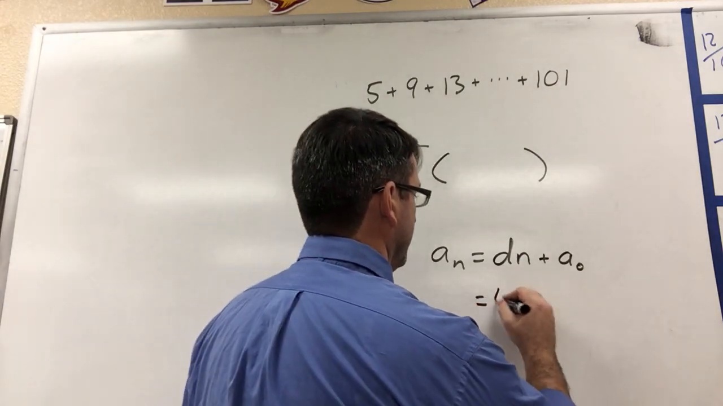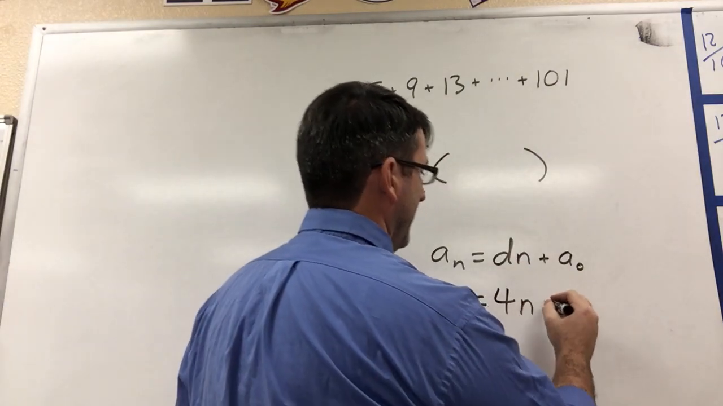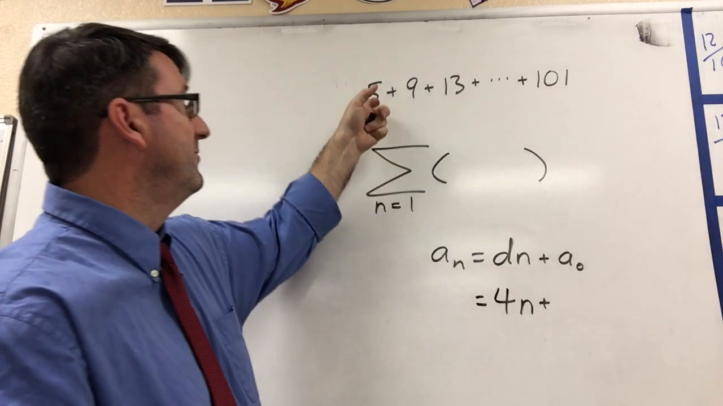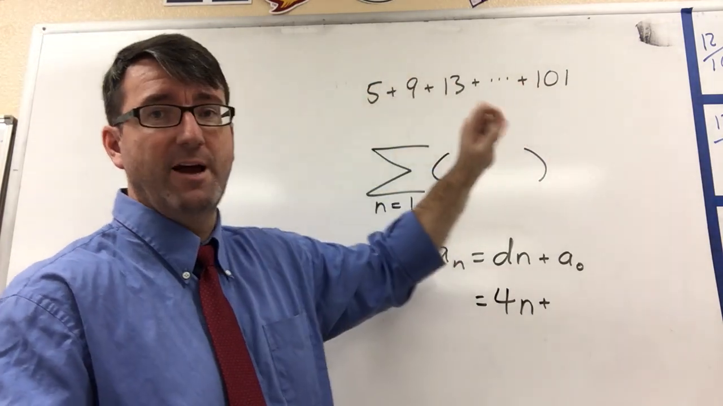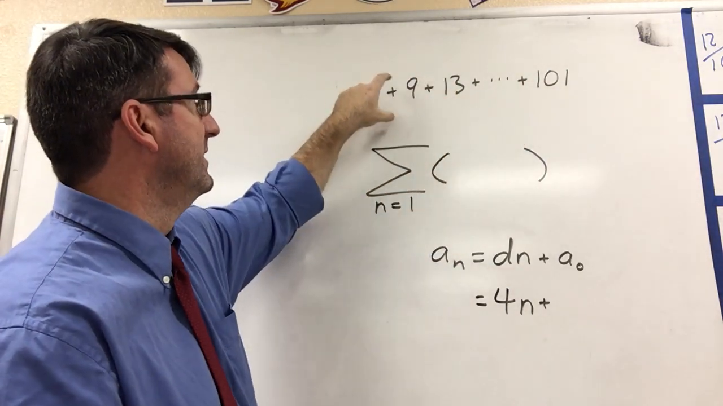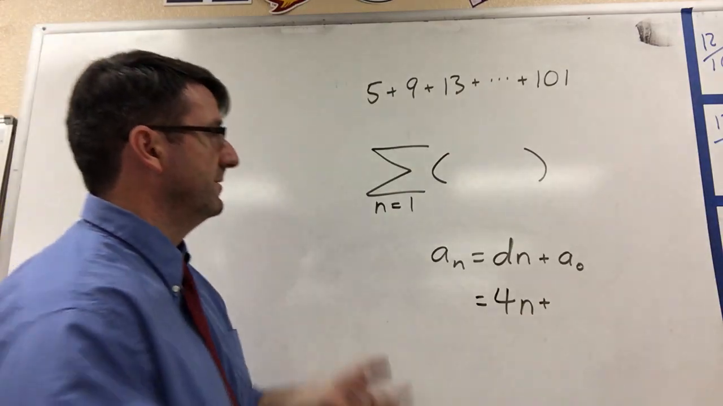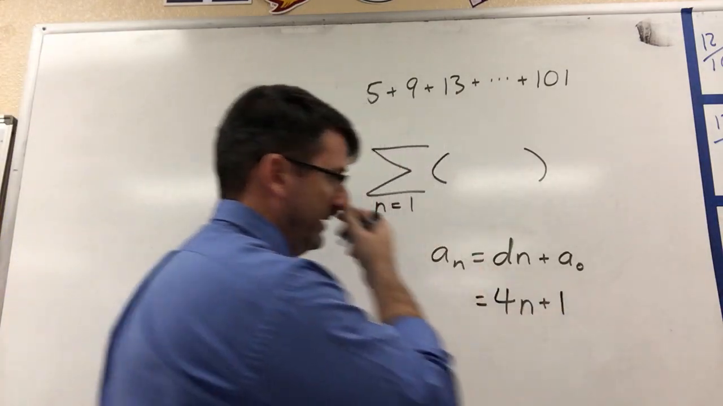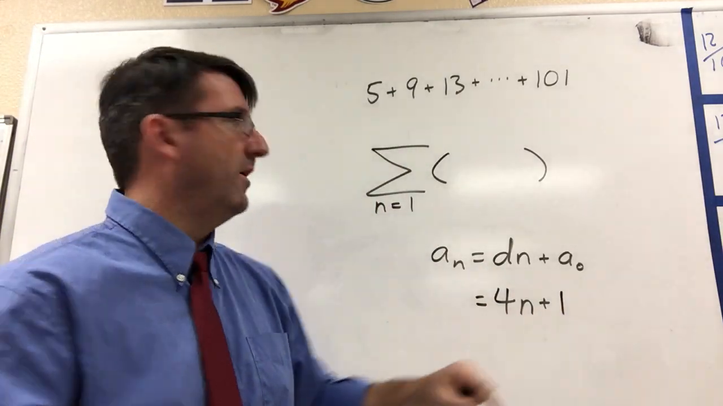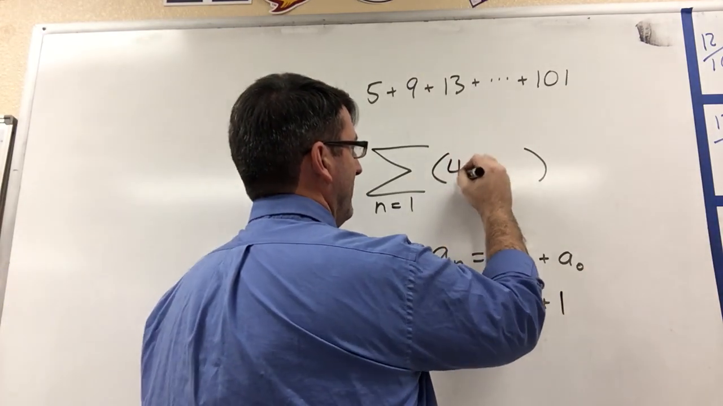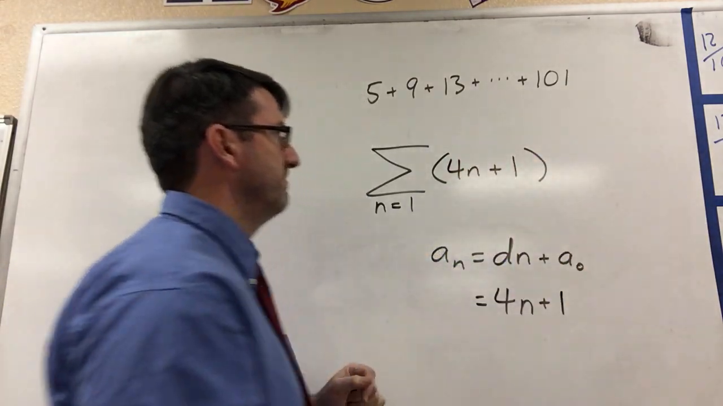So in this case, the common difference is 4, and the 0 term, if we're adding 4 each time, to find the 0 term, we take our first term and subtract 4. So the 0 term is going to be 1. So 4n plus 1, that's what goes in here. 4n plus 1.